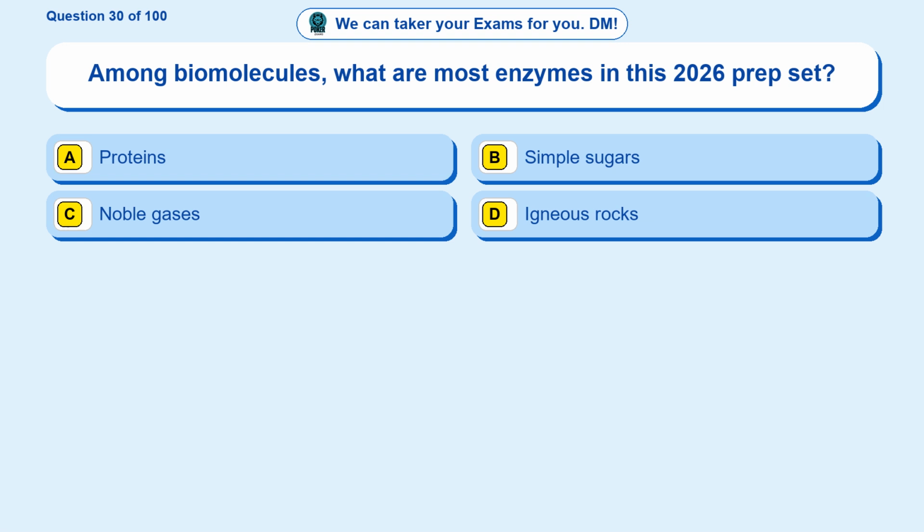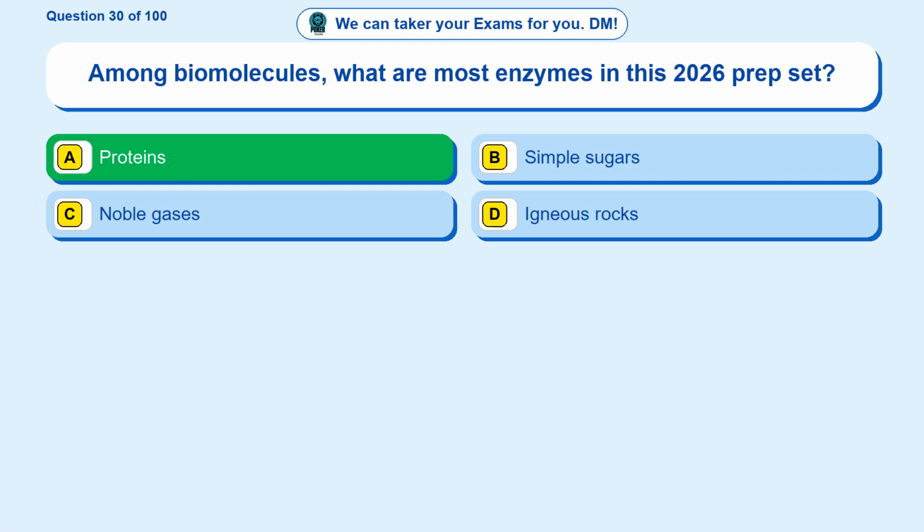Question 30. Among biomolecules, what are most enzymes in this 2026 prep set? Option A, proteins. Option B, simple sugars. Option C, noble gases. Option D, igneous rocks. The correct answer is option A.